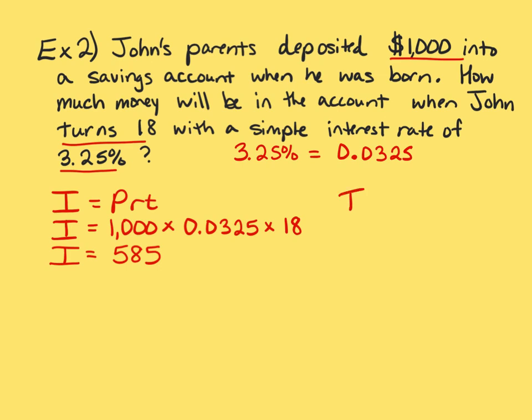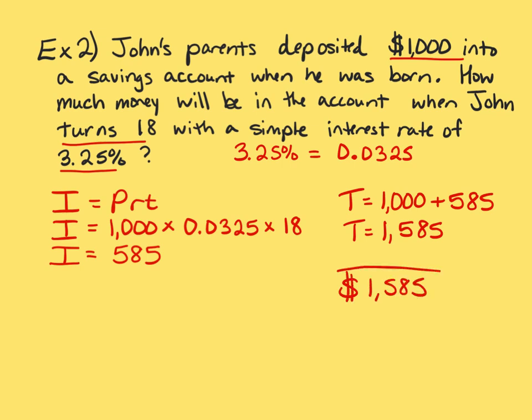So now the total amount would be the starting amount, which was $1,000, plus the interest, which was $585. So we get $1,585, and that is the answer for this problem, the total amount of money that's in the account at this point in time.